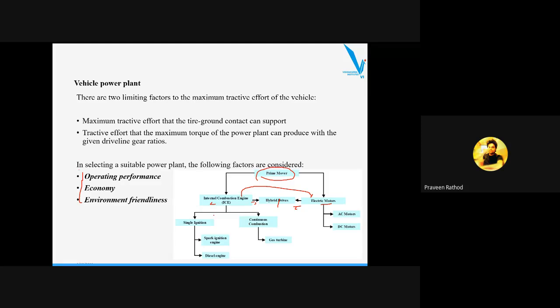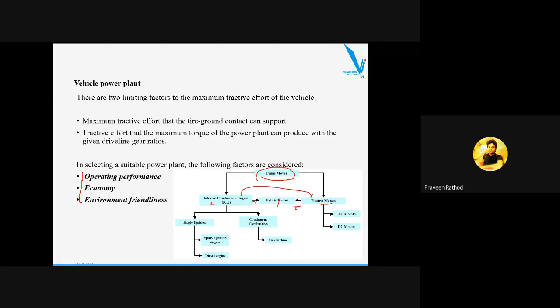Over here, we are going to use AC motor as well as DC motor. So, selecting a suitable power plant depends on the operating performance. The second thing is the economy, and the third thing is the environment friendliness.